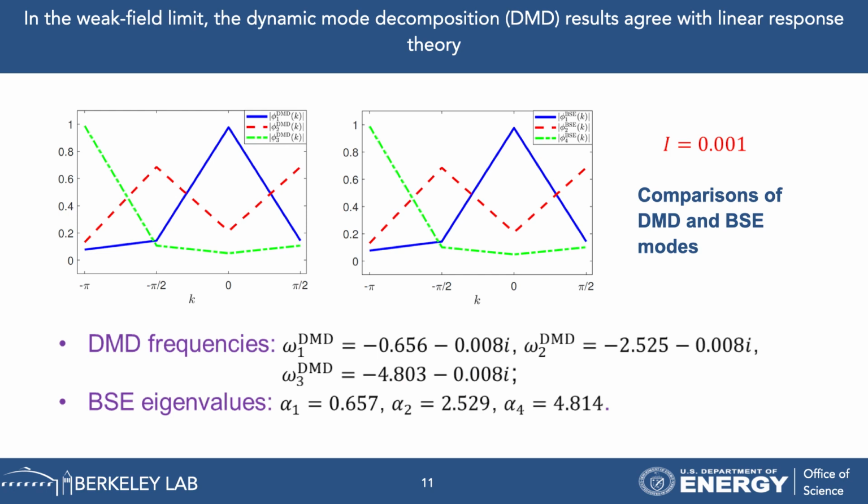We take a very small I equals 0.001, and on the left-hand side, we show the DMD modes. On the right-hand side, we show the BSE eigenvectors. We can see that they are almost identical. We also compare the DMD frequencies with the BSE eigenvalues. They are also very similar. So DMD actually captures both the spatial and the temporal properties of the dynamics.